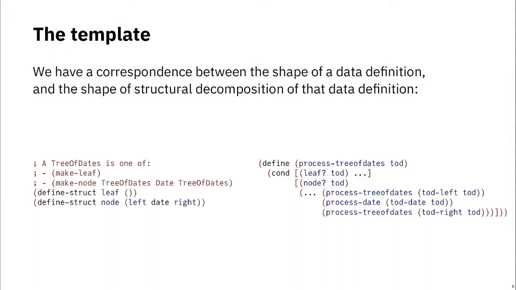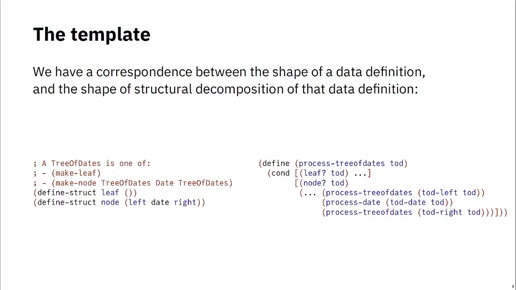As an example, here we have a tree of dates, which is either a leaf or a node with a tree of dates on the left, a tree of dates on the right, and a date in the center. Our template looks significantly more complicated now. We start by noting that we have an enumeration, so we add a conditional that checks each case. In the leaf case, we have nothing to process, so we don't do anything. And in the node case, we have three things to process.